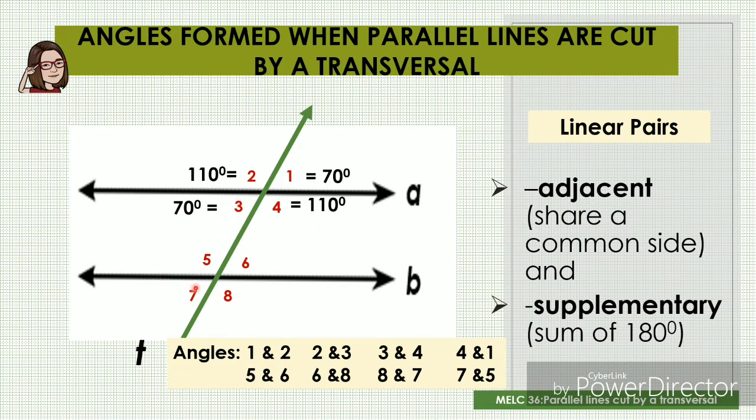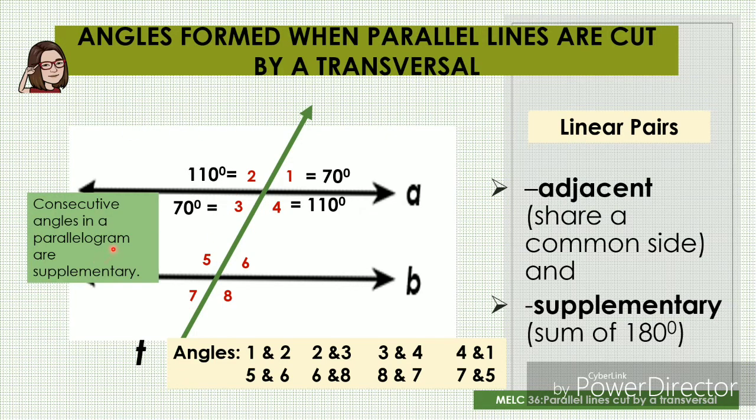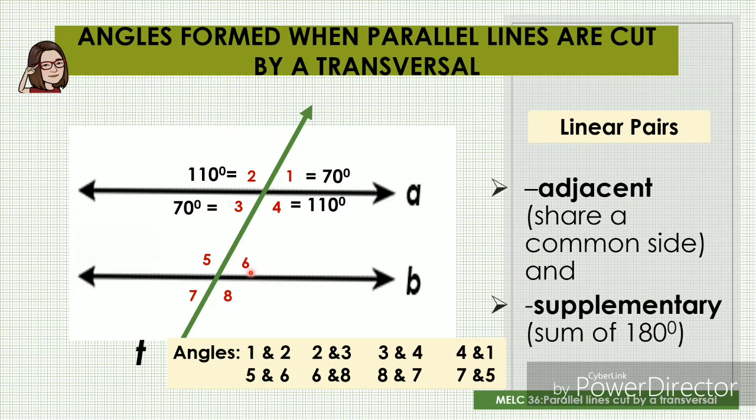Now, what could be the measure of angle 5? If you notice, we have parallel lines here. Then if we form another line here, we will form a parallelogram. In a parallelogram, consecutive angles are supplementary. So these are 3 and 5, the consecutive angles. The same here if we form another line there. 4 and 6 are consecutive angles and they are said to be supplementary. Therefore, angle 5 measures 110 degrees. So, their total is 180 because they are consecutive angles.